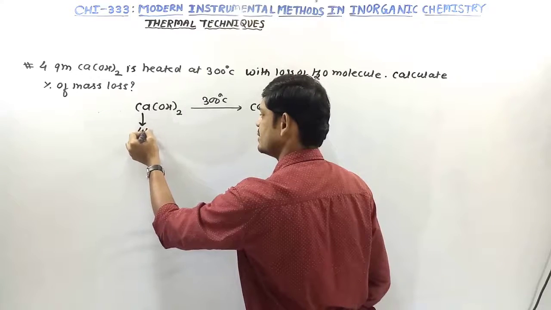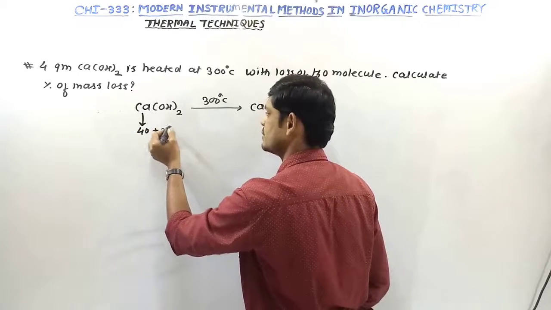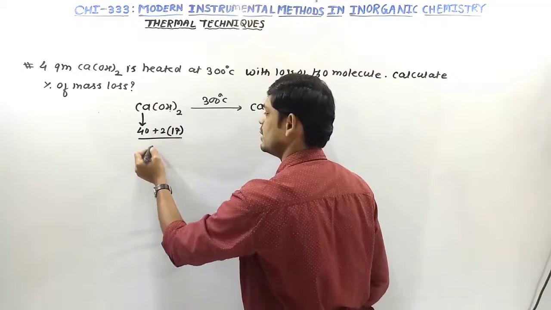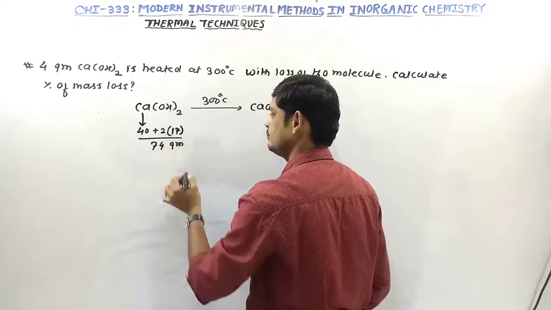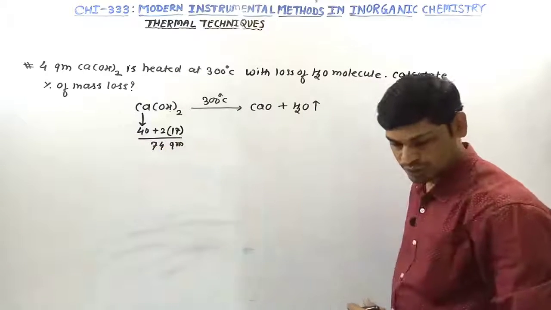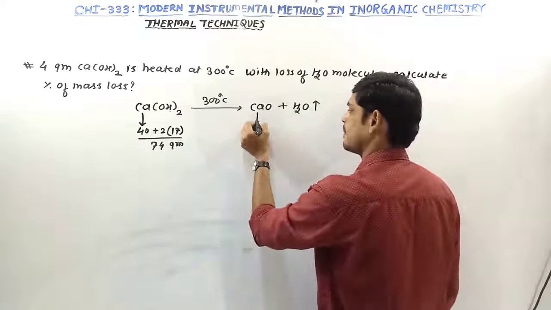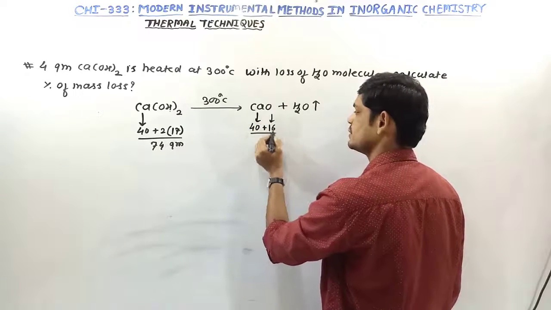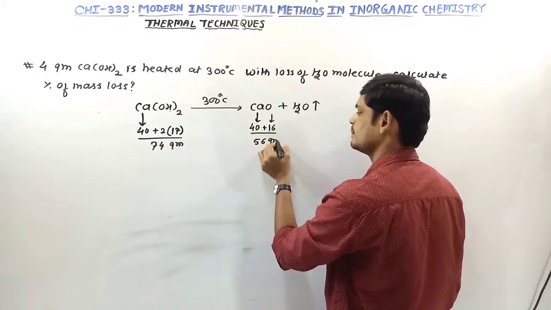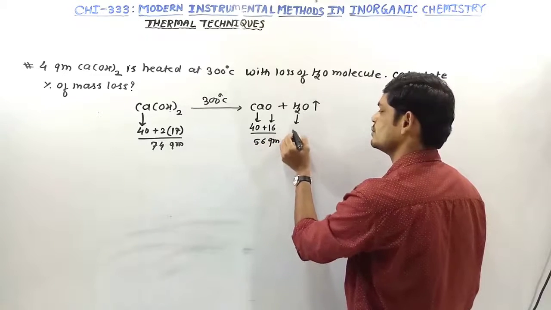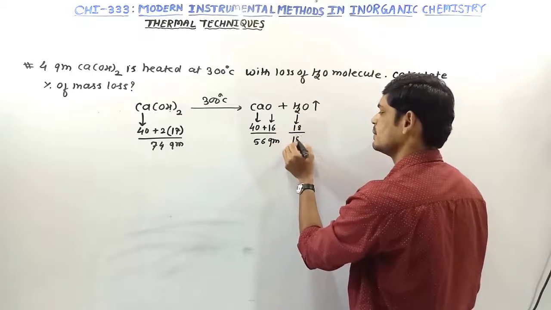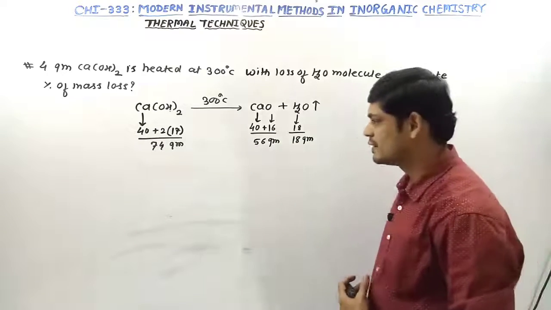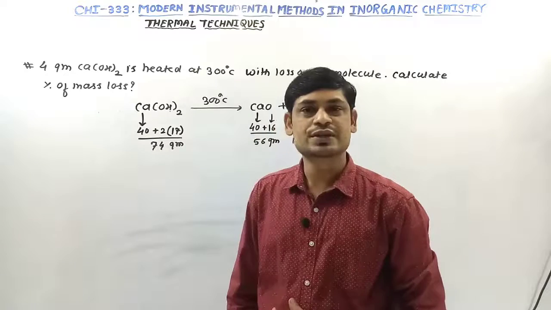Mass number of calcium is 40 plus 2 times oxygen 16 plus 2 times hydrogen 1, and it is 74 gram overall. Similarly, calcium 40 plus oxygen 16, this is 56 gram, and for H2O it is 18, means 18 gram. From this calculation, in fact this is nothing but the law of conservation of mass.